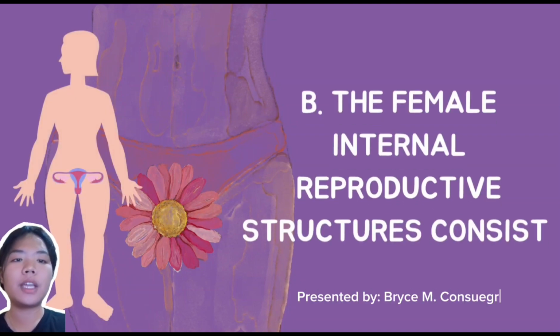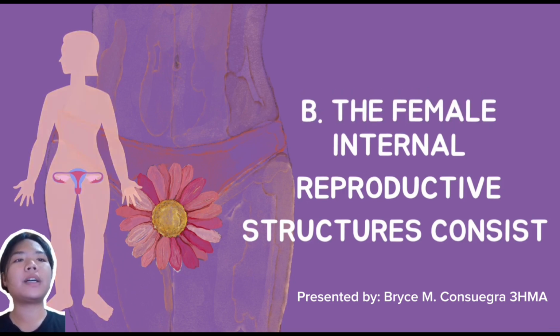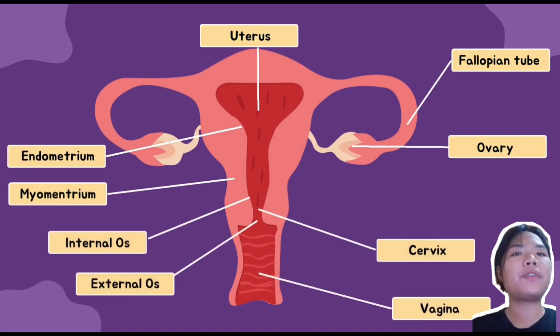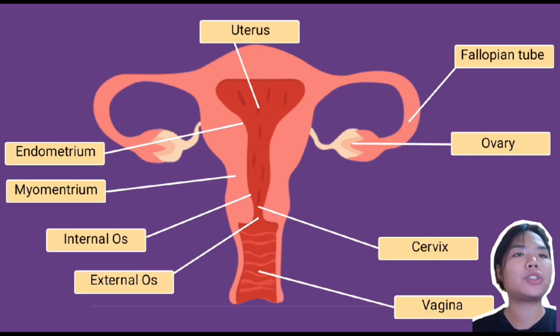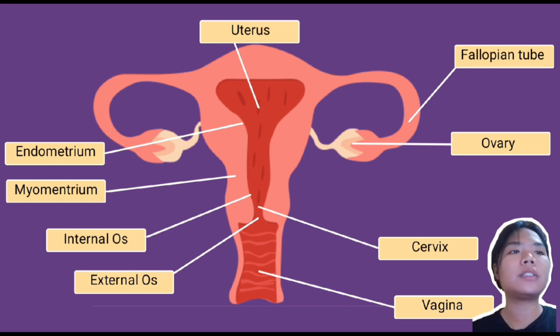Hi everybody, my name is Bryce, from 3HMA, and in this video we are going to look at the female reproductive system. This is the female internal reproductive structure. We have the uterus, fallopian tube, ovary, cervix, vagina, internal os, and external os. We have the endometrium and myometrium. Next, we discuss the vagina, cervix, ovaries, fallopian tube, and uterus.